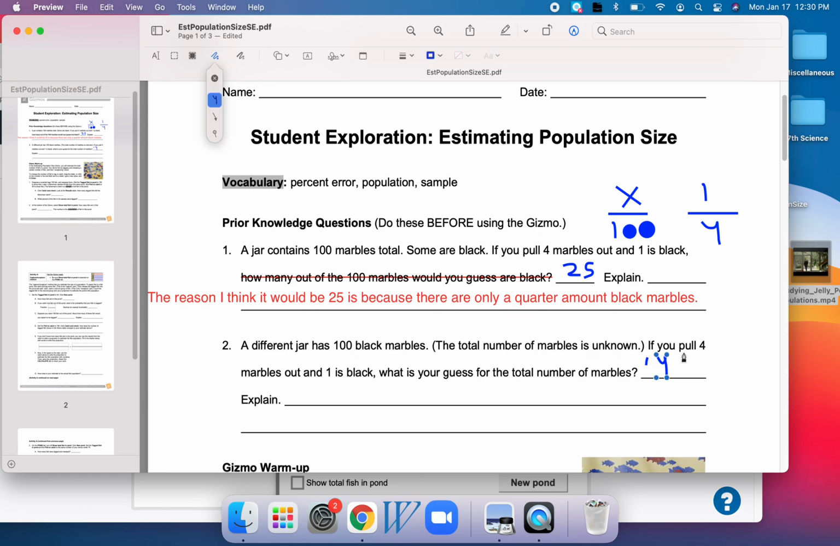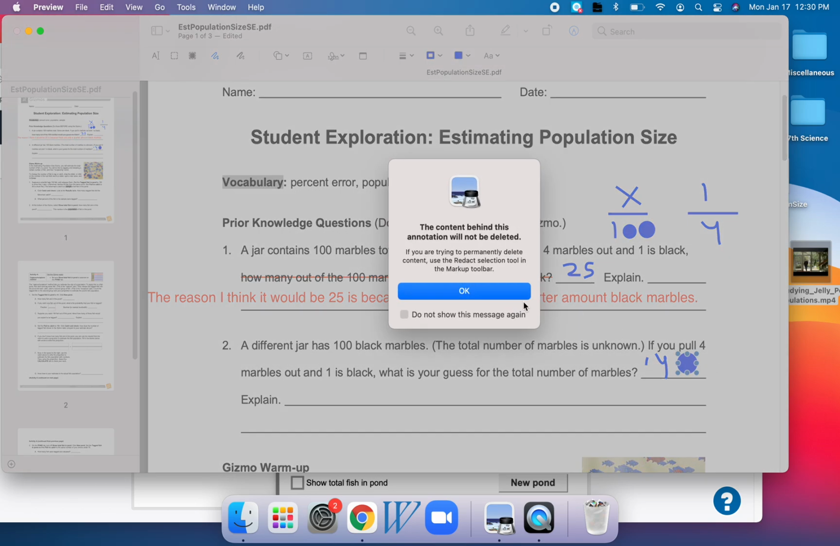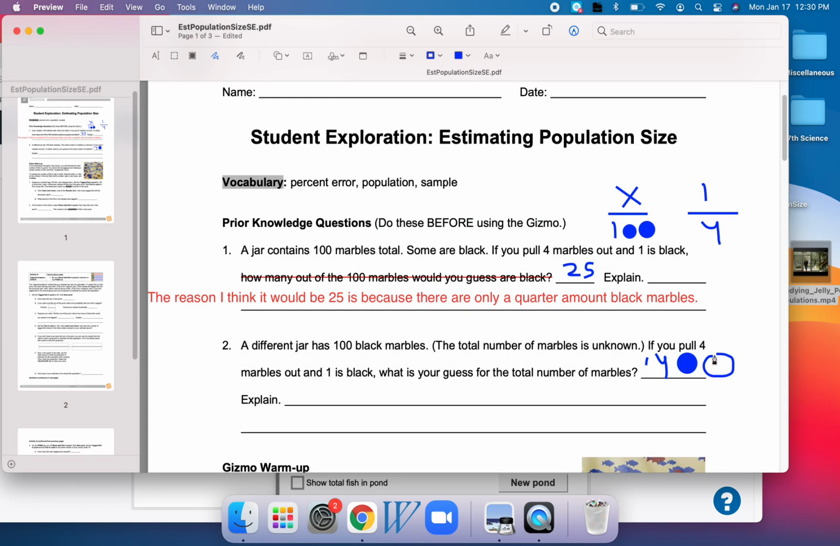Let me write this out. 400. I don't know why it looks like this. I should probably use a better marker. Explain how you know. Why do I know that? How do I know this?